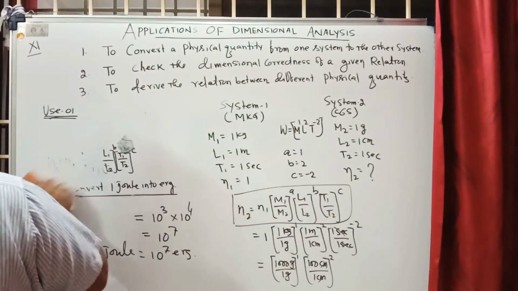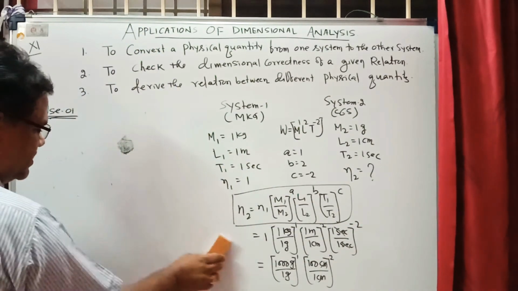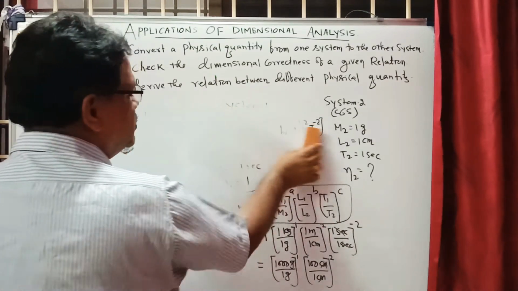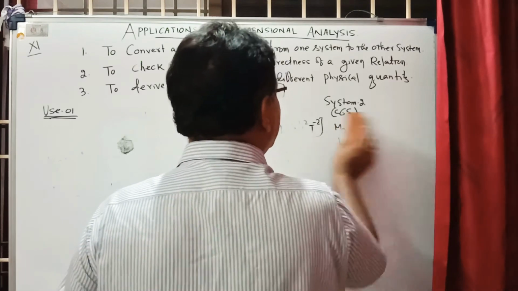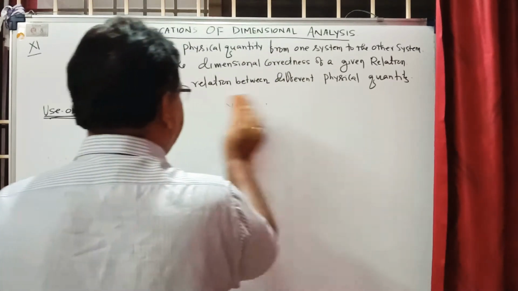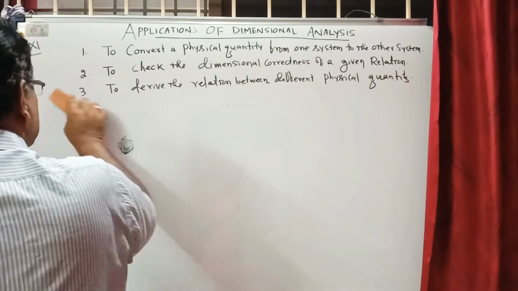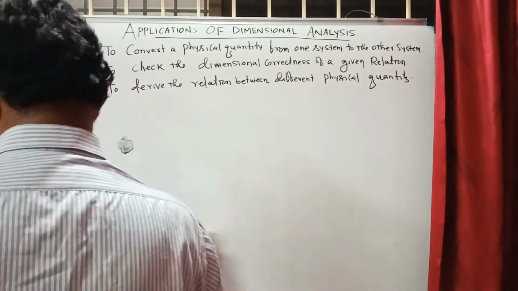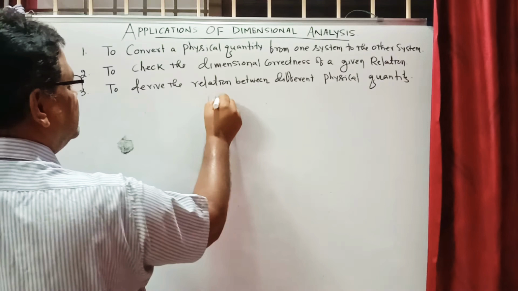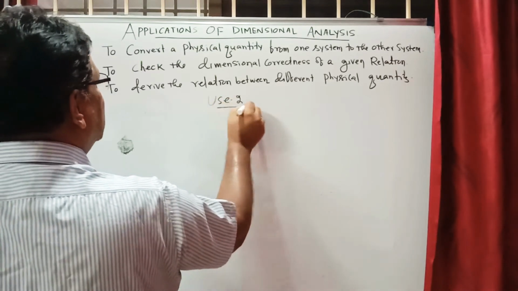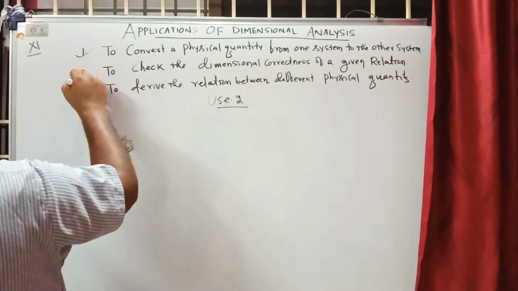Use number 2. What will be use number 2? Use number 2 is to check the correctness of a given relation. Suppose you want to check the correctness of a given relation; that is use 2.